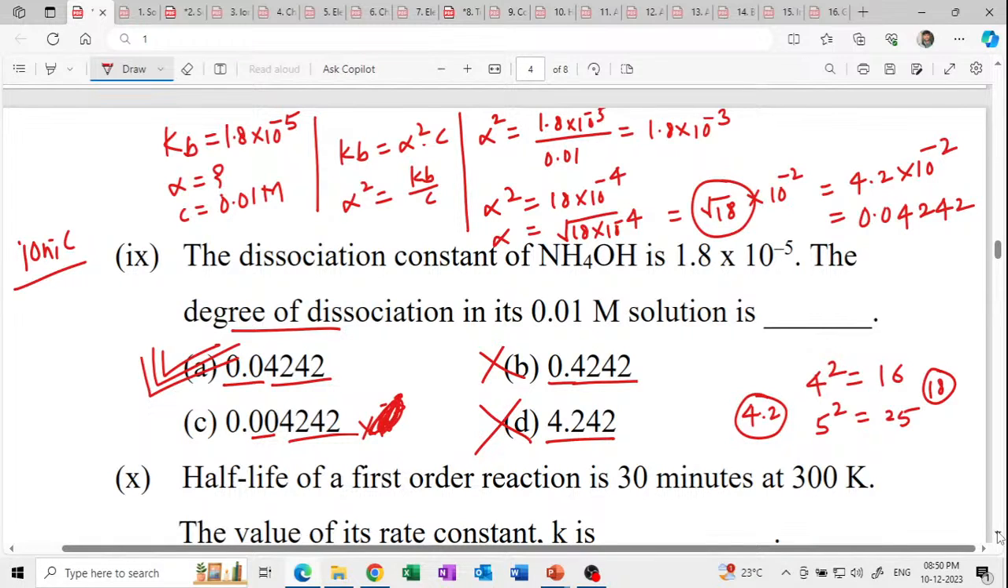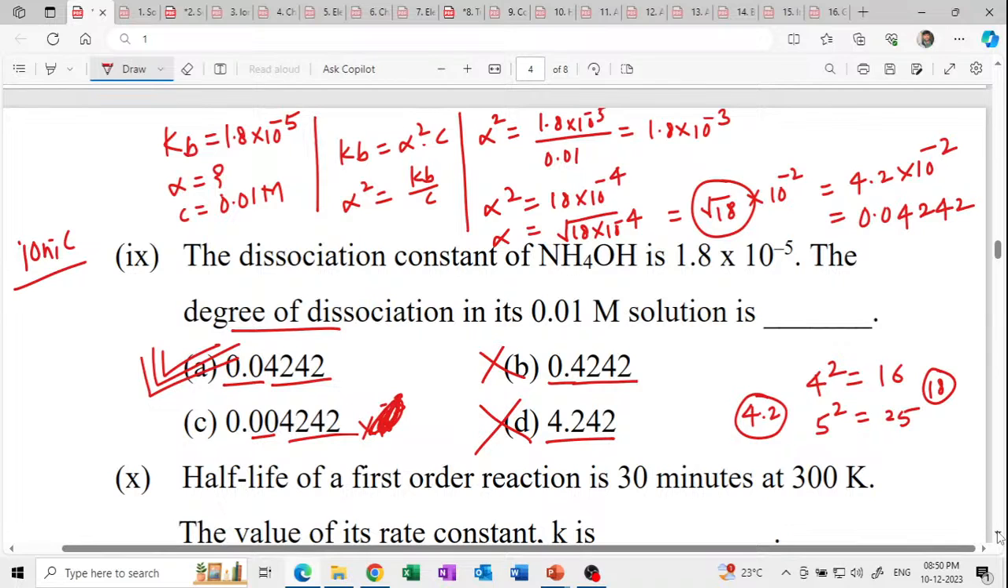T half is the half-life. For the first order reaction it is 30 minutes. The temperature is given as 300 Kelvin, but there is no need to use the temperature. The value of the rate constant K is equal to what? There is a direct formula for the half-life period: T half is equal to 0.693 divided by K, for the first order reaction.